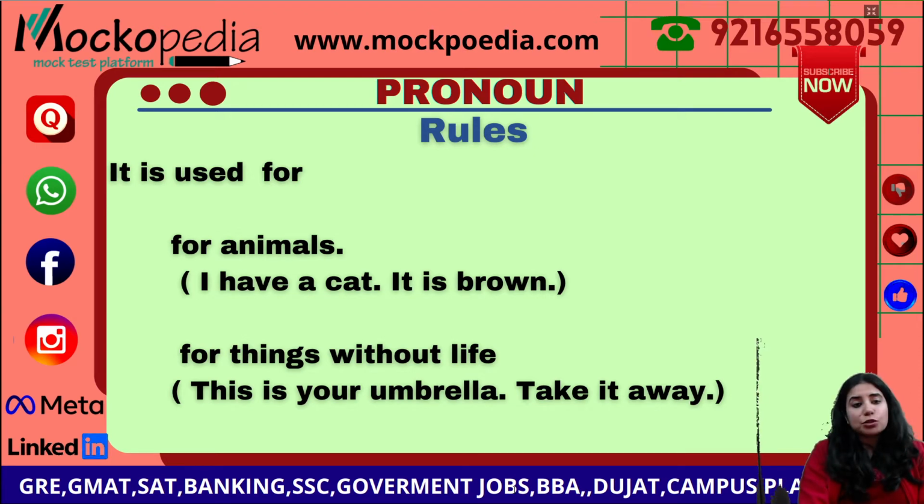Let's move to the next usage for it. For things without life, so when I say this is your umbrella, take it away, so it is referring to the umbrella. So of course for non-living things, for things without life, we will definitely use the pronoun it. I hope we are clear with the usage. See, these are simple points, right? You must have encountered these rules in the junior classes, but we have collectively brought them together on this platform so that you can revise and you get better equipped. You know what are the areas from where the questions can be created, right? So let's further move on.